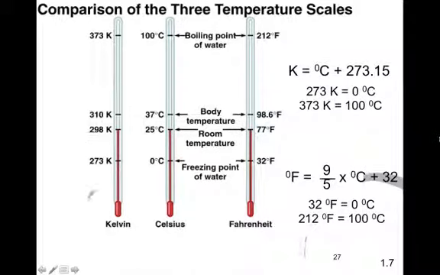What if you wanted to change Fahrenheit into Celsius? What would you do? We'd have to subtract the 32 first. Yep, and then multiply all that by 5/9.